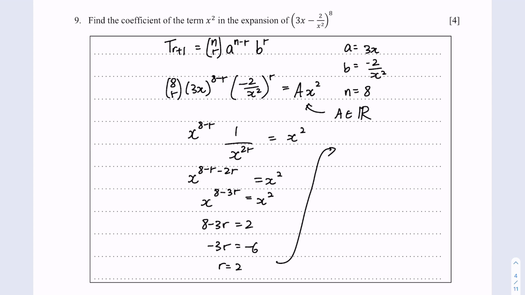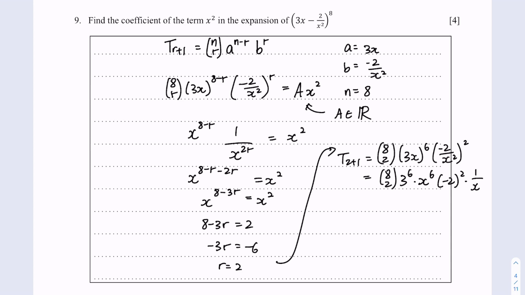Now what I can do is plug this value of r back into my general term formula and I can, at this stage, solve for the coefficient value. So notice I'm going to need to figure out 8 choose 2, 3 to the exponent 6 times x to the power of 6 times minus 2 squared times 1 over x to the power of 4.